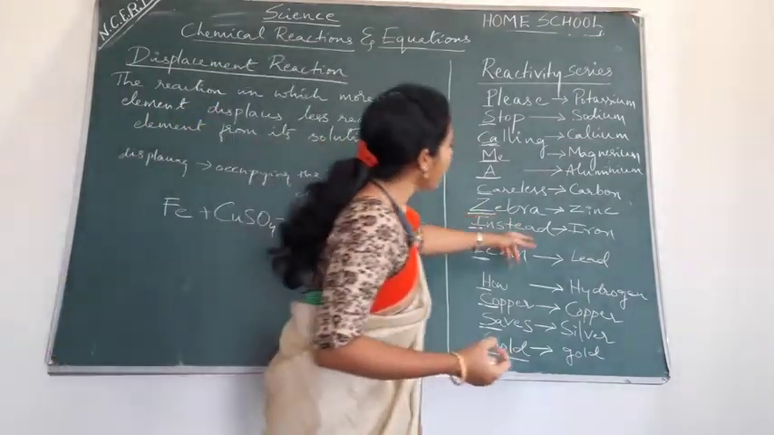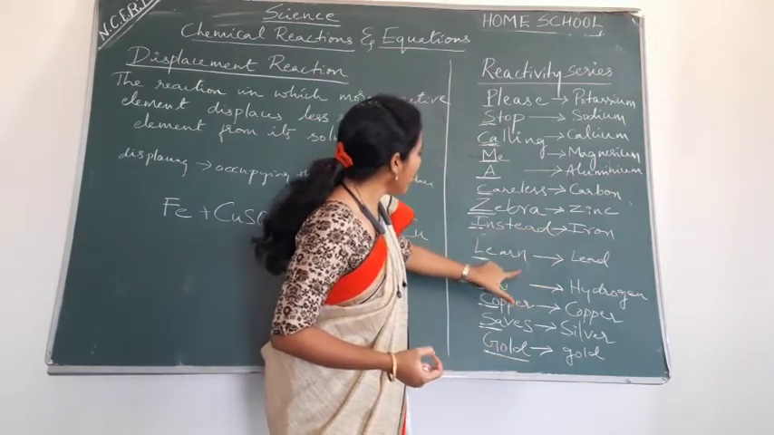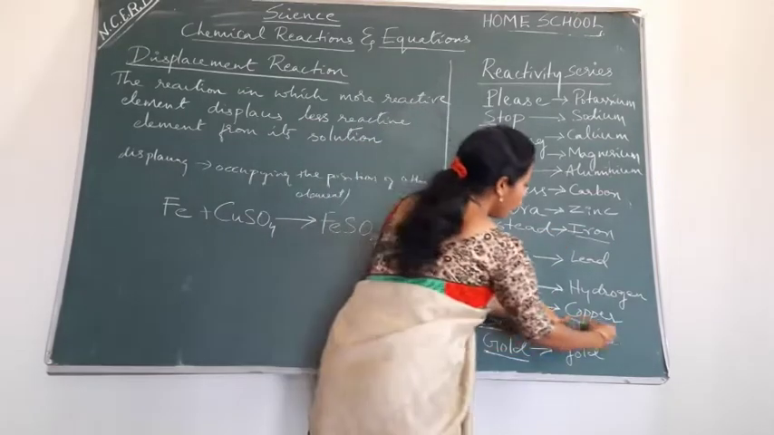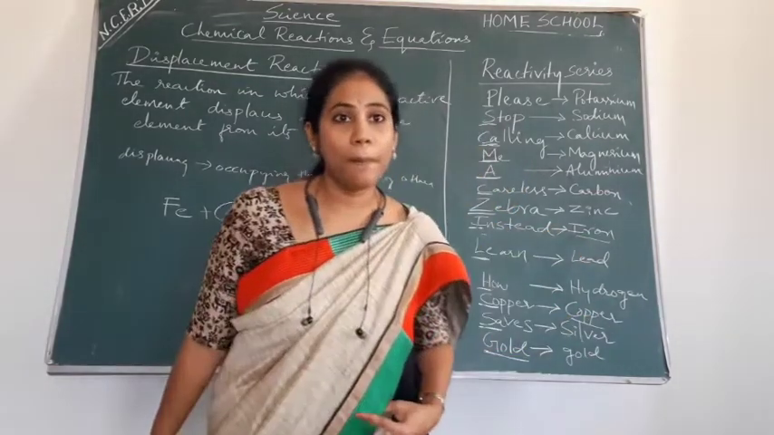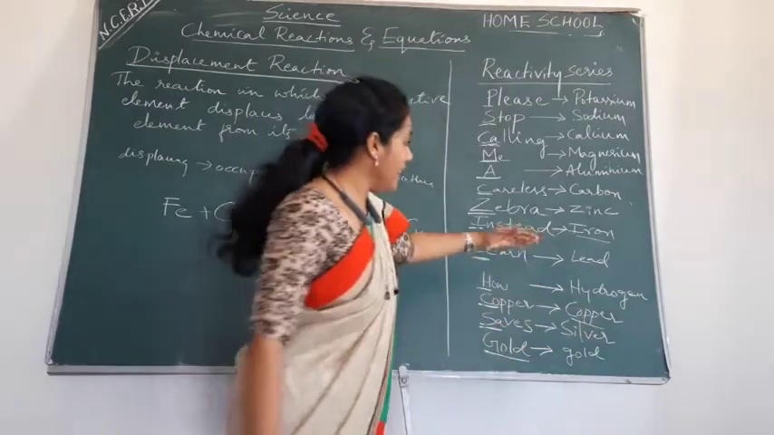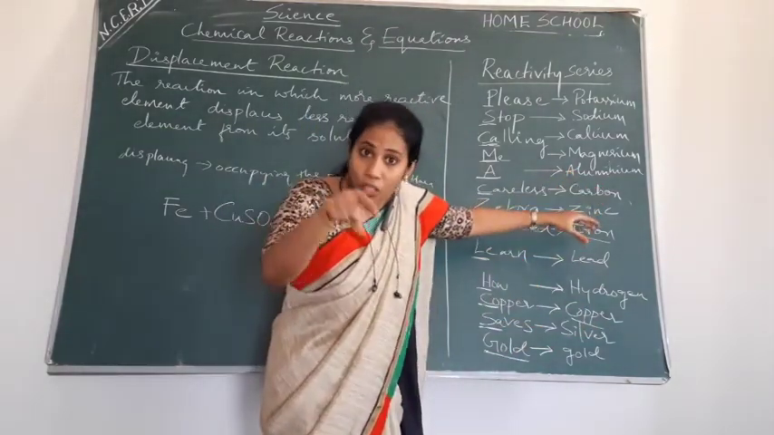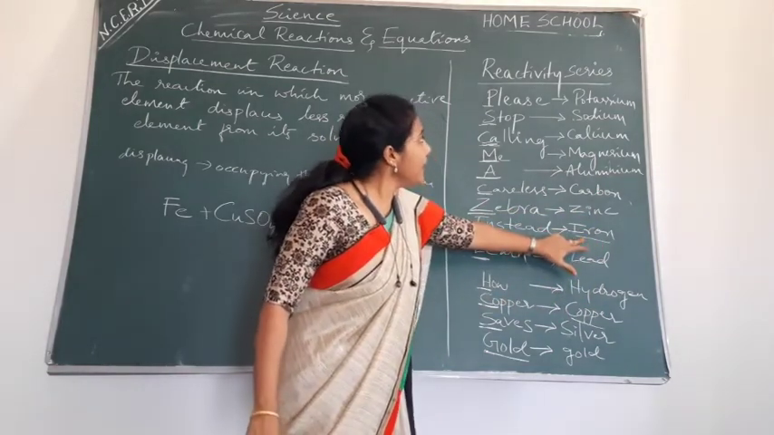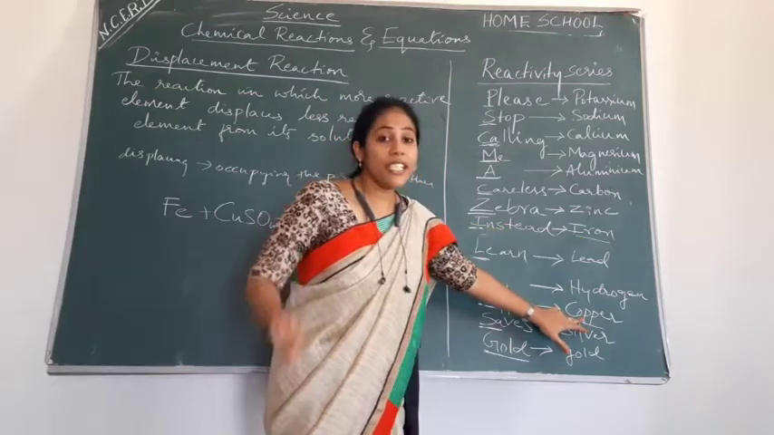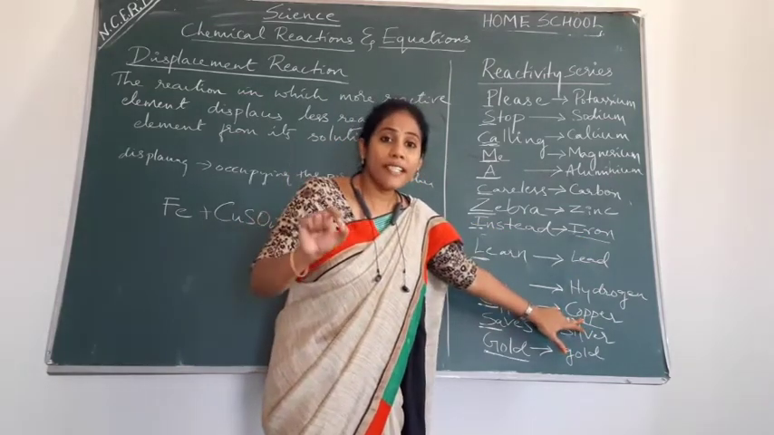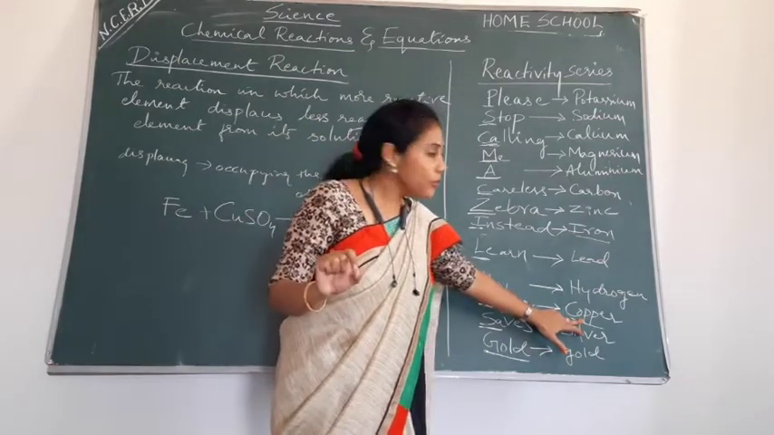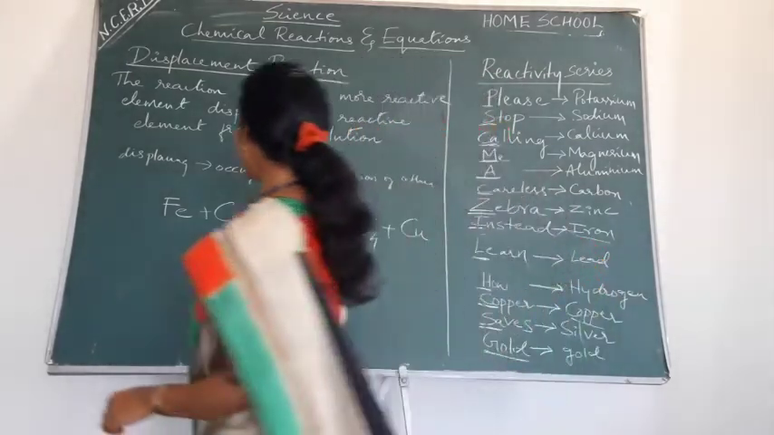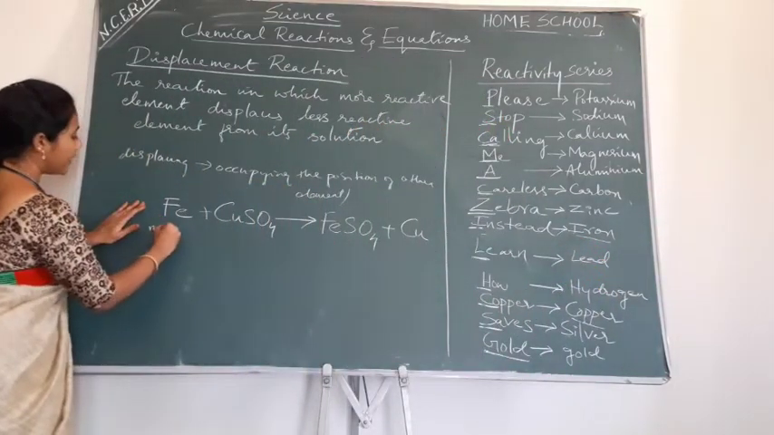You see the position of iron, where it is coming. Iron is here. And where is copper coming? Below. That means iron is more reactive than copper, no? Yes or no? So the one which is coming above is more reactive than the elements below. Okay, so iron's position is here in the reactivity series. Copper's position is somewhere at the bottom. So what does it indicate? Which element is more reactive here? Definitely iron is more reactive here. Okay, so that is the reason.